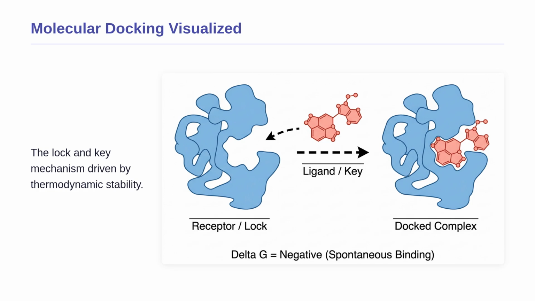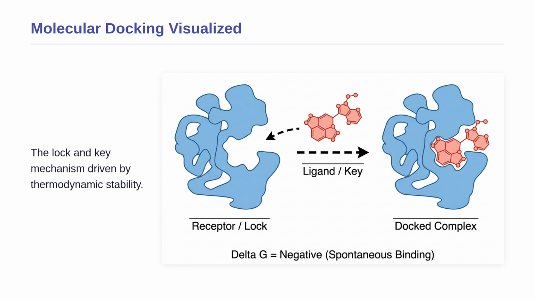Let us visualize everything we have discussed about molecular docking so far. On the screen, you can see a schematic representing the lock and key mechanism. On the left, we have the receptor, which acts as the lock, and the ligand, which acts as the key. The arrow points to the docked complex on the right, where the ligand fits perfectly into the receptor's binding pocket.